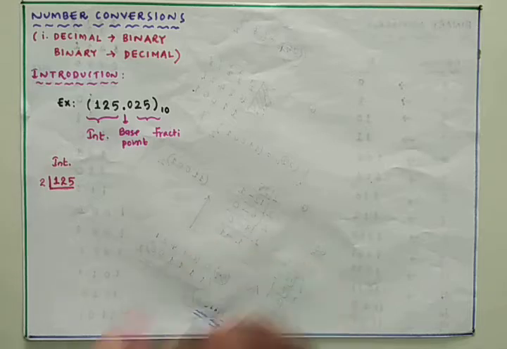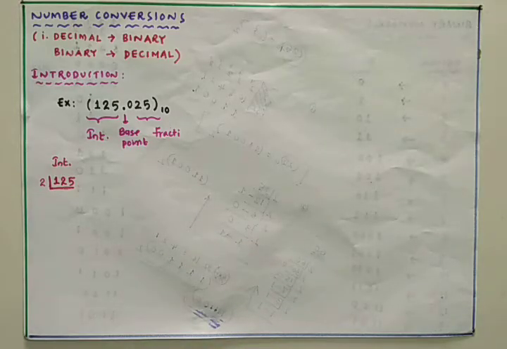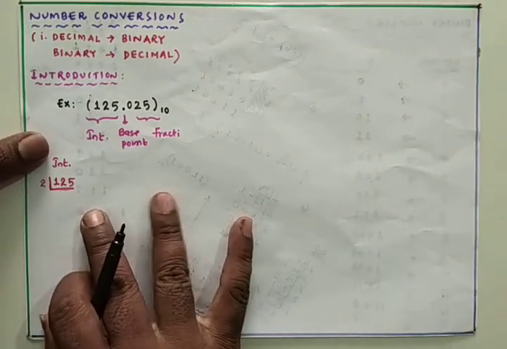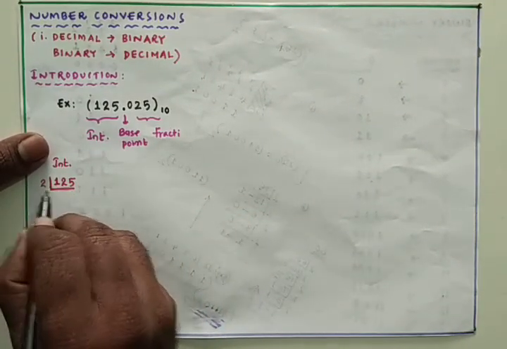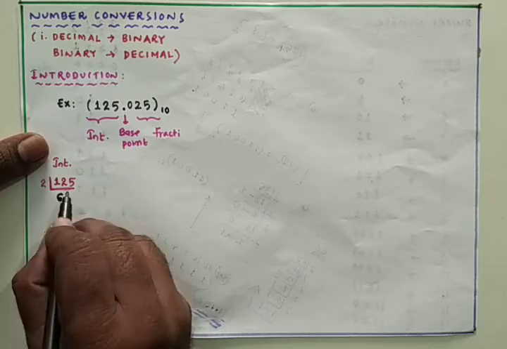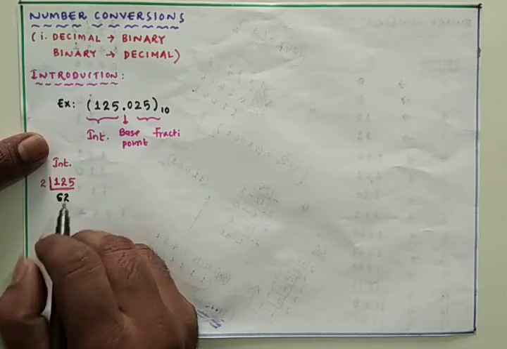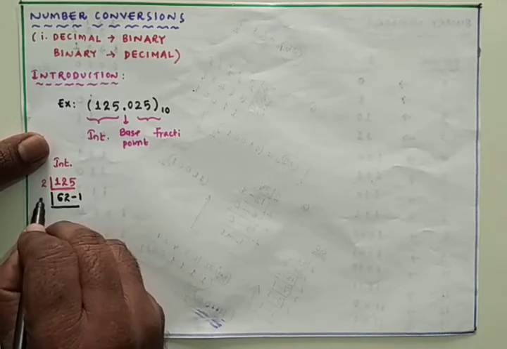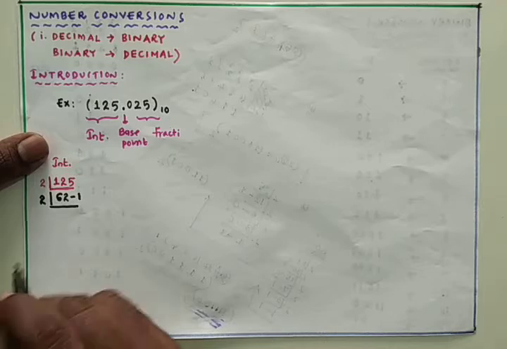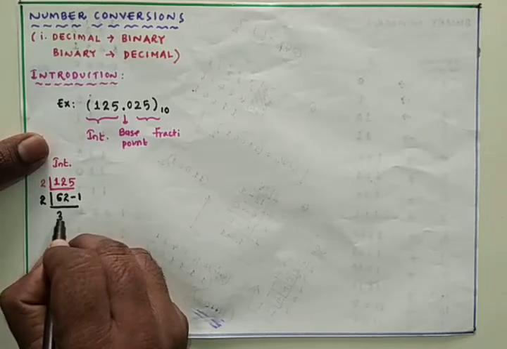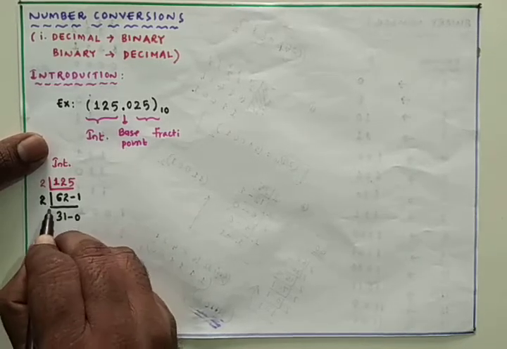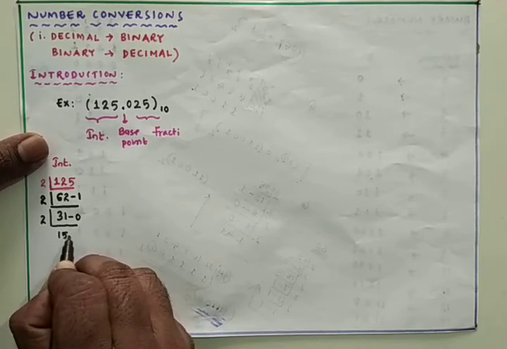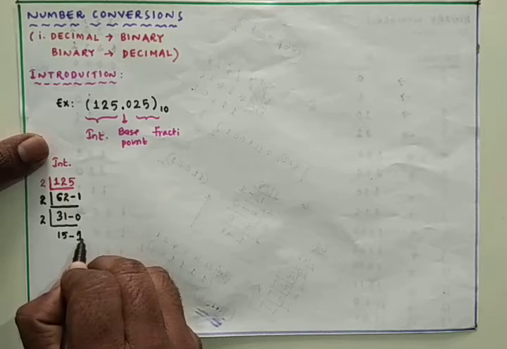So if you proceed like this, we can get all the remainders. We have to collect the remainders from the bottom to top. 2 6s are 12, and 2 2s are 4, so the remainder is 1. Again, successively dividing, 62 divided by 2 is 31, and the remainder is 0. Next, 2 15s are 30, and the remainder is 1 again.